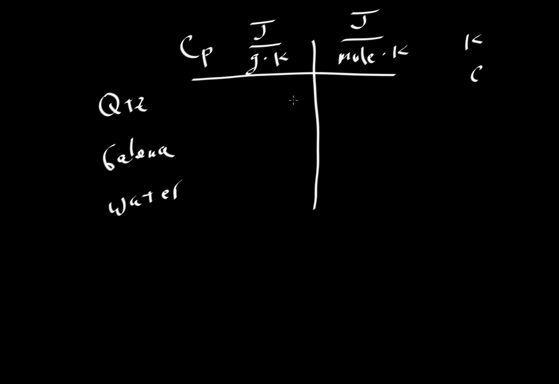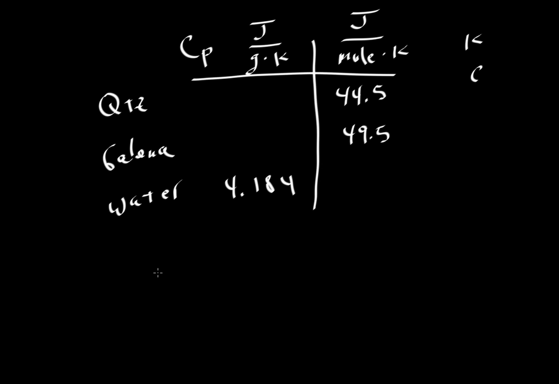Well, if we look up values for quartz and galena, quartz is at 44.5 joules per mole per Kelvin. And then galena is at 49.5. Water is usually reported in joules per gram per centigrade, and that comes out to 4.184. How can we compare these? Well, we need to do a couple of conversions.